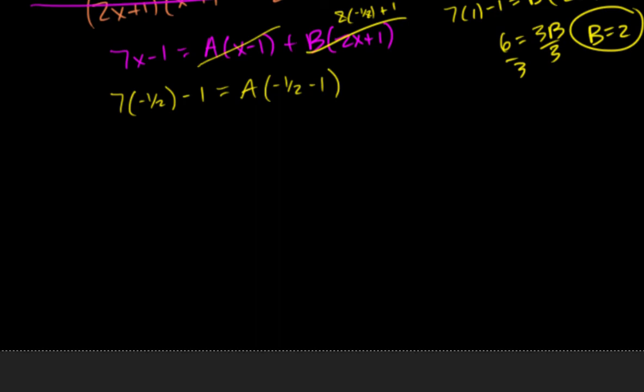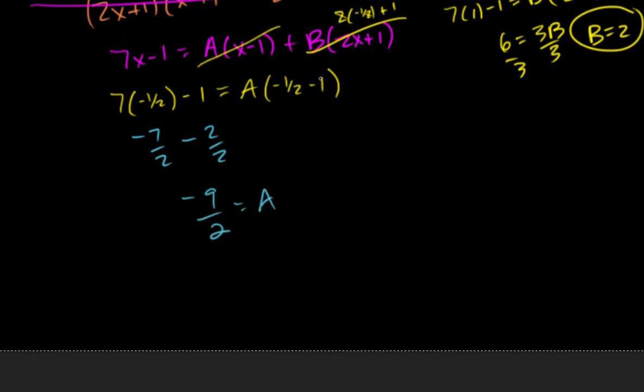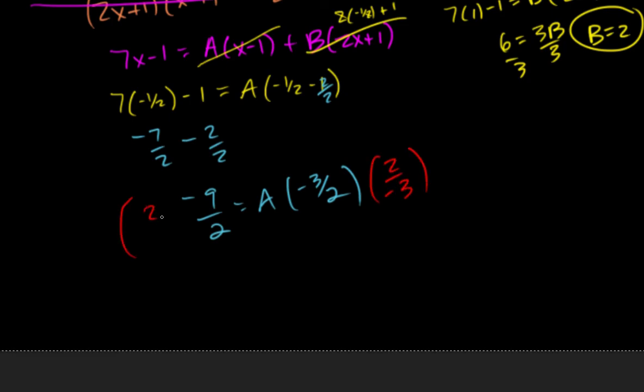Alright. So it's going to be negative 7/2 minus, I'm going to call this 2 over 2, just getting a common denominator. So it's negative 9/2 equals a. And if I call this 2 over 2 also, that's going to be negative 3/2. Multiply both sides by the reciprocal. Negatives cancel, 2's cancel, 9 divided by 3 is 3. And so a is equal to 3.